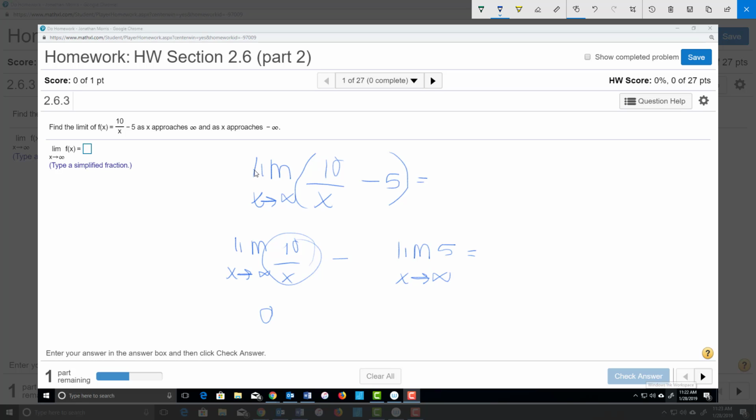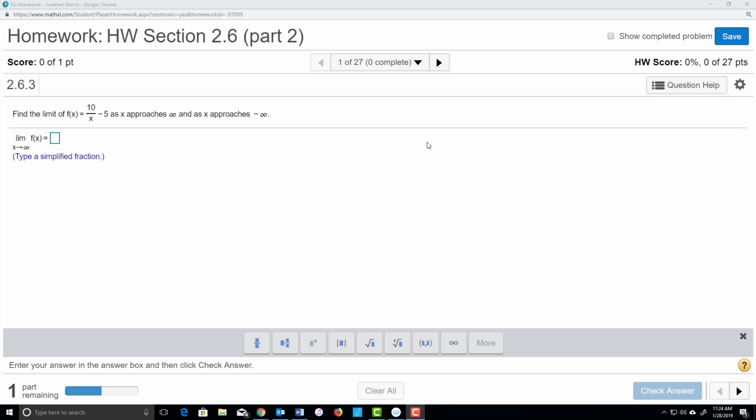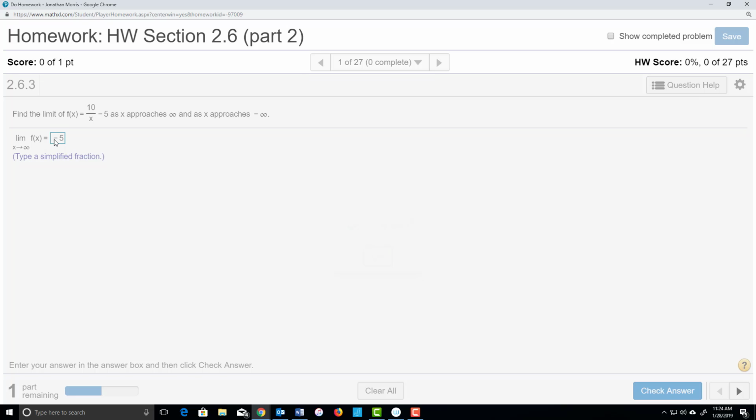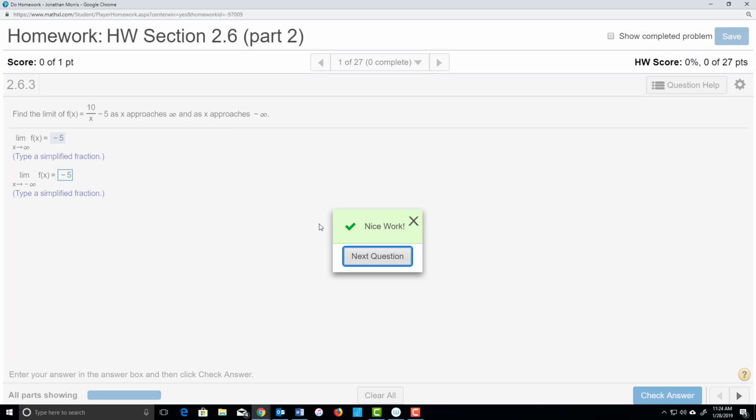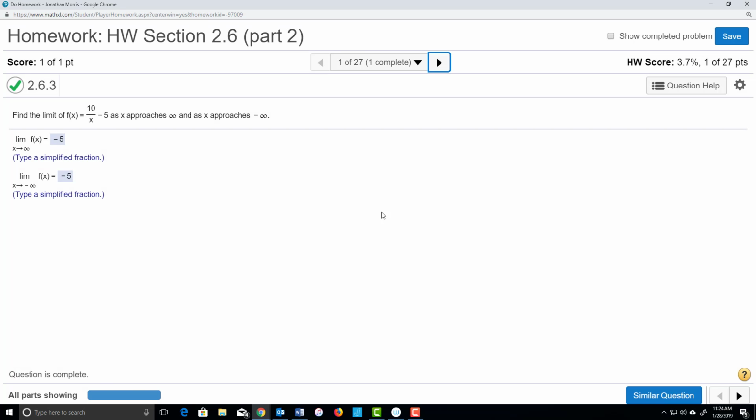Now here, the limit of 5 as x approaches infinity would just be the number 5. So basically what you're doing is saying 0 minus 5 equals negative 5. And so you would want to just plug that in for your answer, and you end up getting the same thing right here. If you plug in negative infinity, just think about, again, separate that limit.